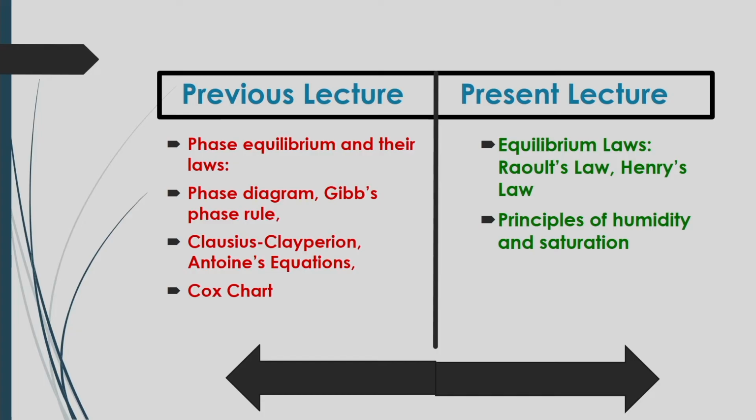And also we have described the vapor pressure at the equilibrium condition, and how that vapor pressure can be calculated by the Clausius-Clapeyron equation, or with other equations like the Antoine equation, and how the Cox chart can be used to calculate it.